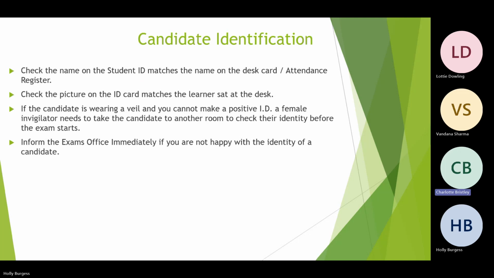You should check the name on the student ID matches the name on the desk card and attendance register to identify the candidate. You should check the picture on the ID card matches the learner sat at the desk. If the candidate is wearing a veil and you cannot make a positive ID, a female invigilator needs to take the candidate to another room to check their identity before the exam starts.